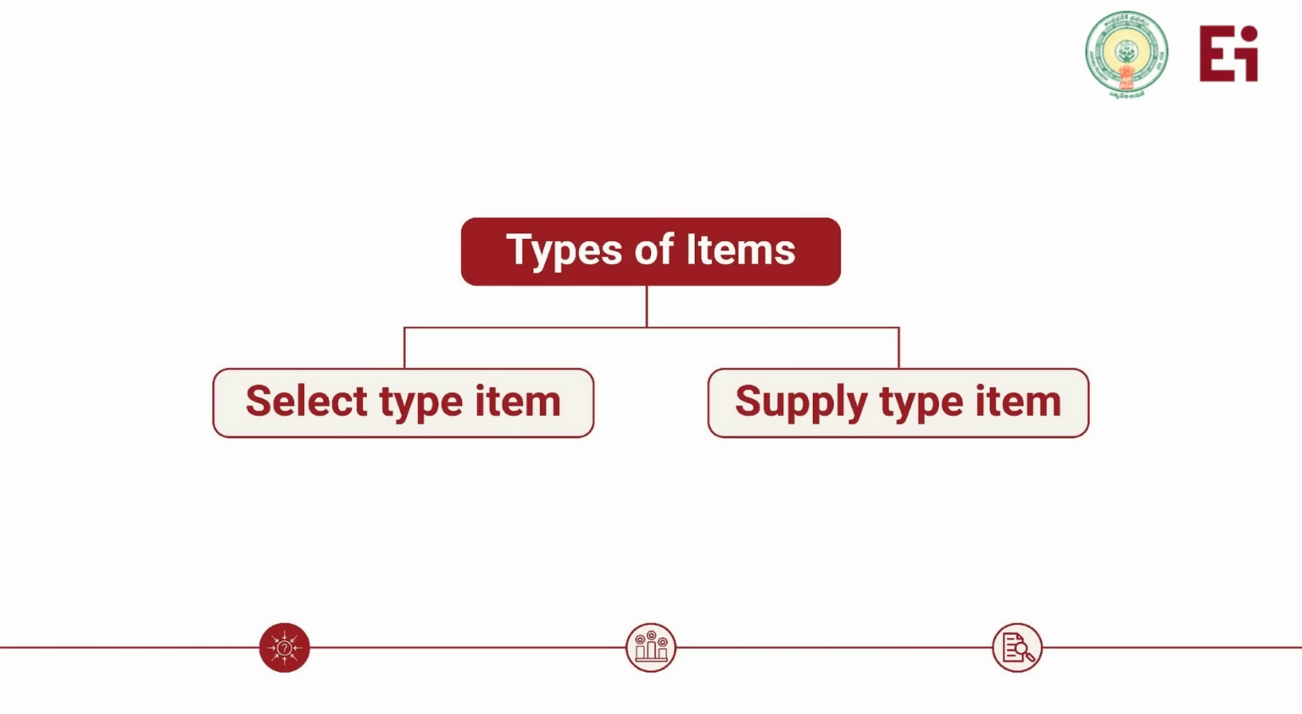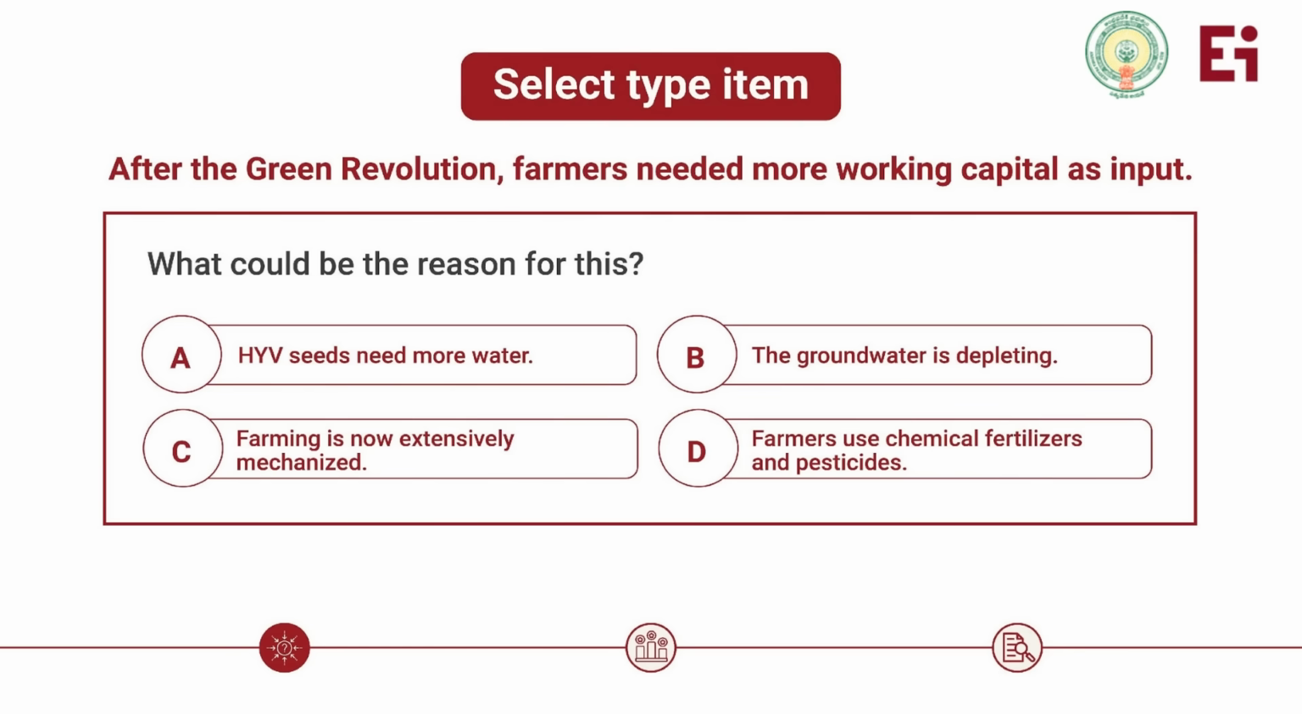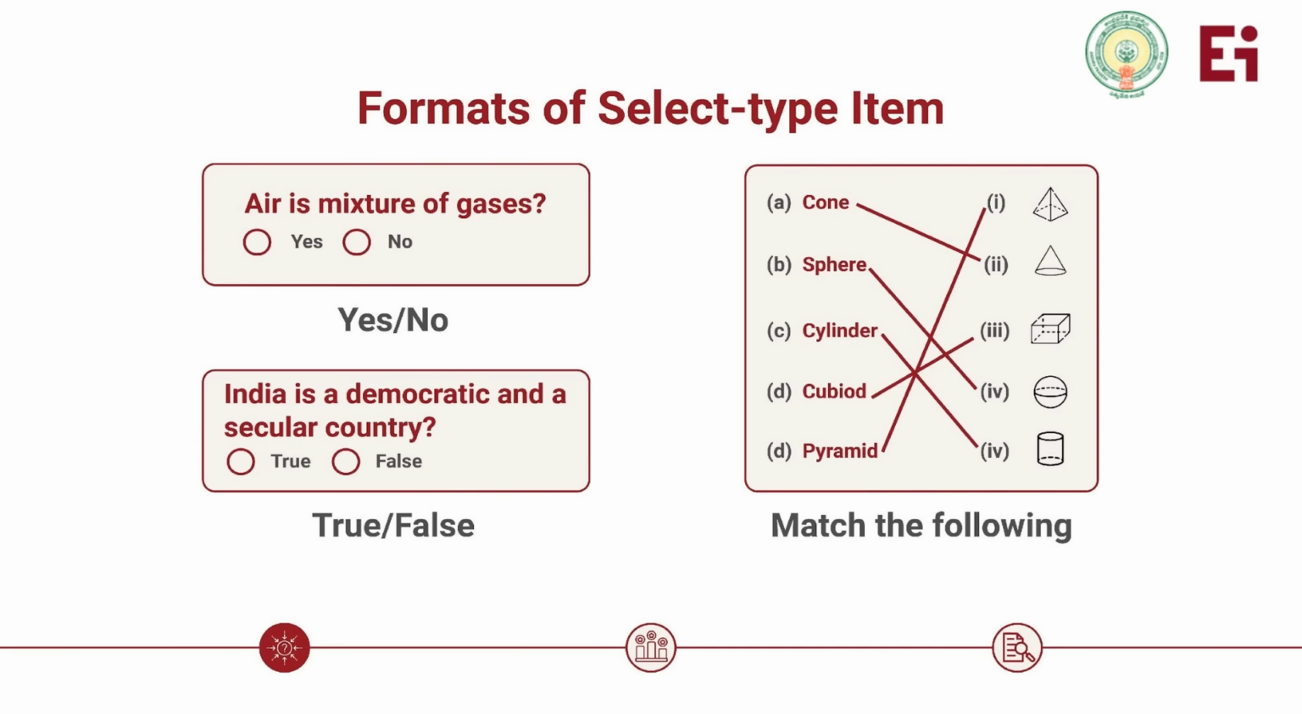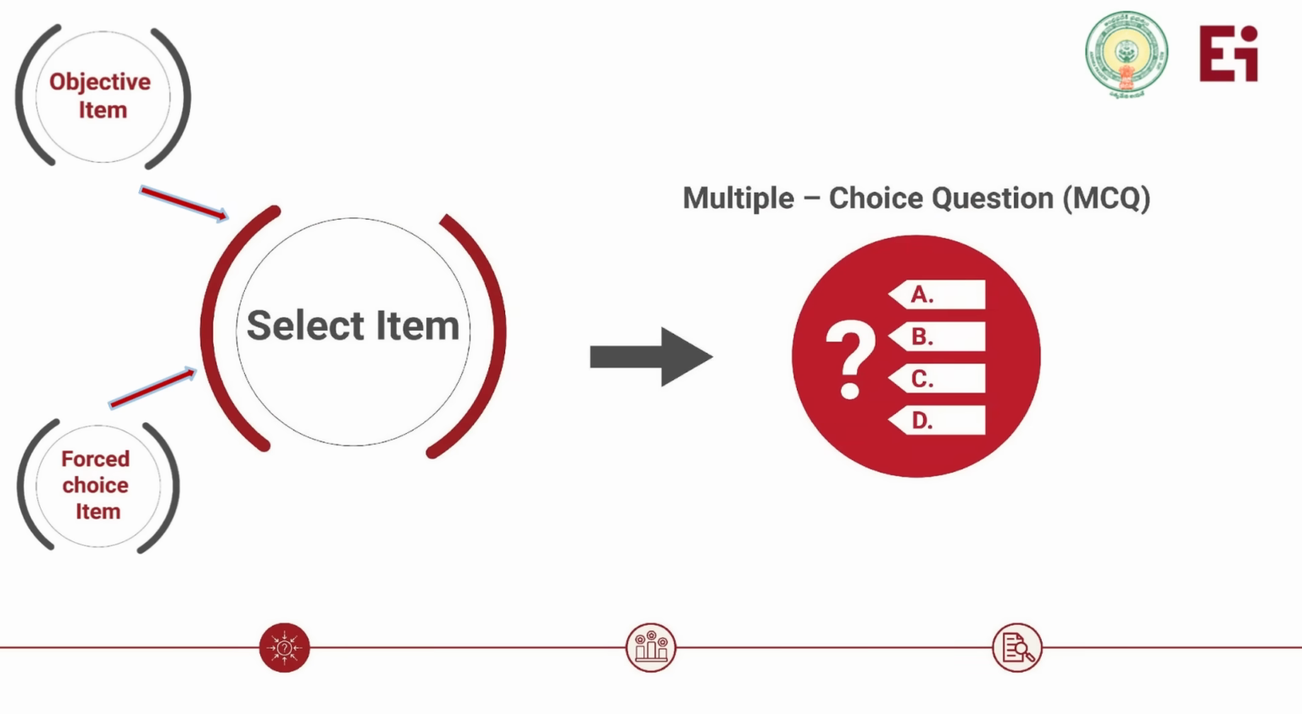There are two types of items: select type item, supply type item. Like for example, do you want the students to select an answer from a given set of options? Or like in this example, do you want students to supply the answer to the item? A select type item can come in different question formats: yes or no, true or false, match the following. Select item is also known by other names like objective item and forced choice item.